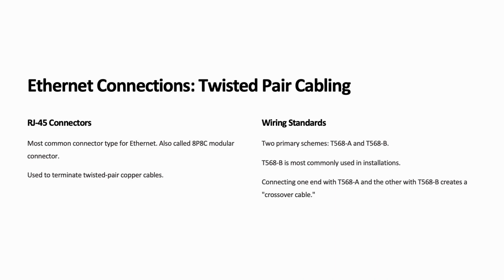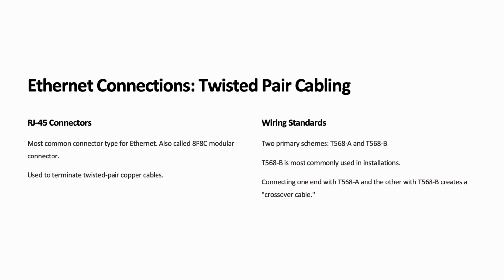These cables are terminated with a connector known as an 8P8C modular connector, or the more common name, an RJ45. Within the Ethernet standards, there are two primary wiring schemas, T568A and T568B. The 568B is the common standard in commercial AV.